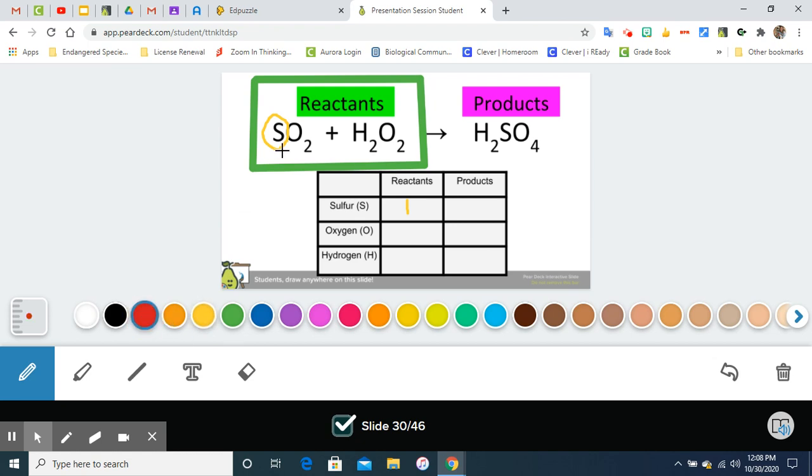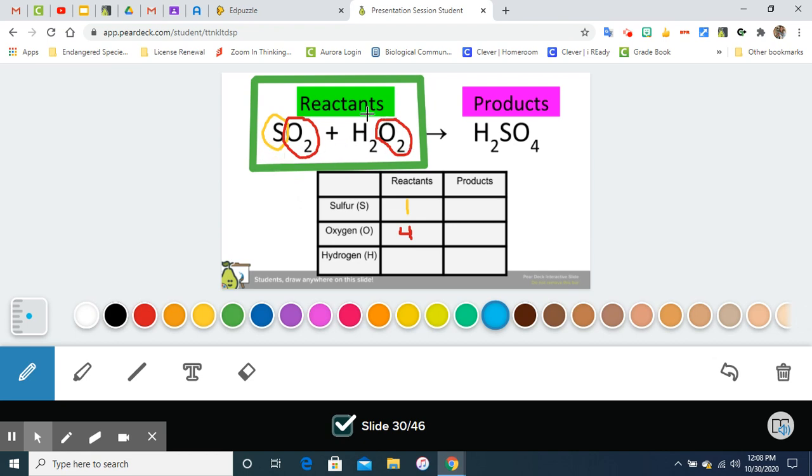Now I'm going to take a look at my oxygen. I see that I have two oxygens right here. I have two more oxygens over here. They're all on the reactant side of the equation. So I have a total of 1, 2, 3, 4 oxygen atoms on just the reactant side of the equation. And then lastly, let's take a look at our hydrogens, our H's.